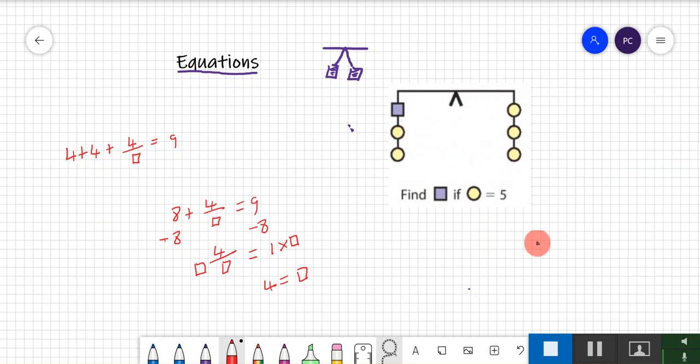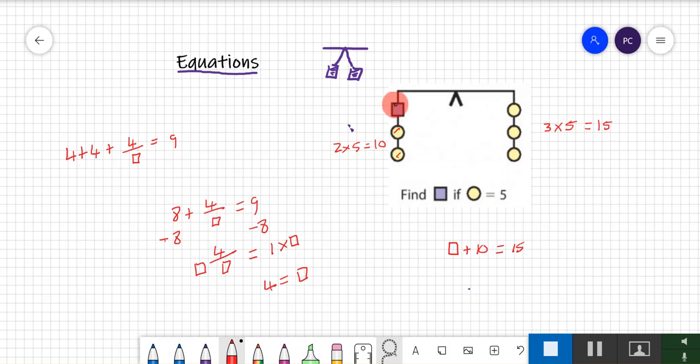Okay, so let's have a look at this. If we were just to write out what's going on here, we can see that this side here is equal to 3 multiplied by 5, which is equal to 15. Okay, this side here has 2 multiplied by 5, which is equal to 10. So these two circles here represent 10. So we can write an equation to represent this so we can solve and figure out what the box is. Okay, so box plus 10 is equal to 15.